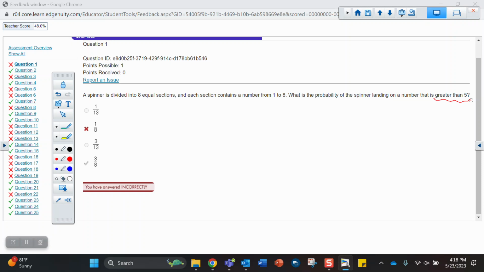but this is a number greater than 5. And the numbers that are greater than 5 of the numbers 1 through 8 are 6, 7, and 8. So there are 3 numbers that are greater than 5, and there are 8 numbers altogether, so it's 3 eighths.